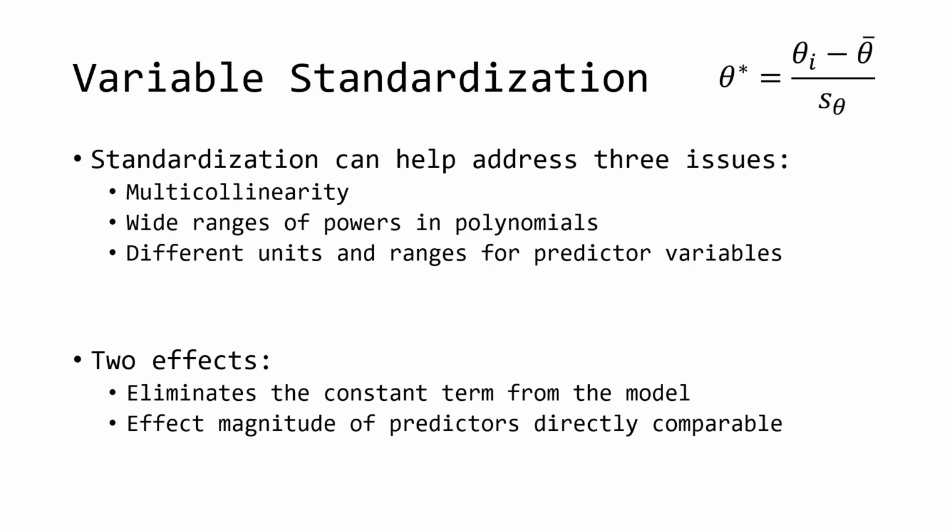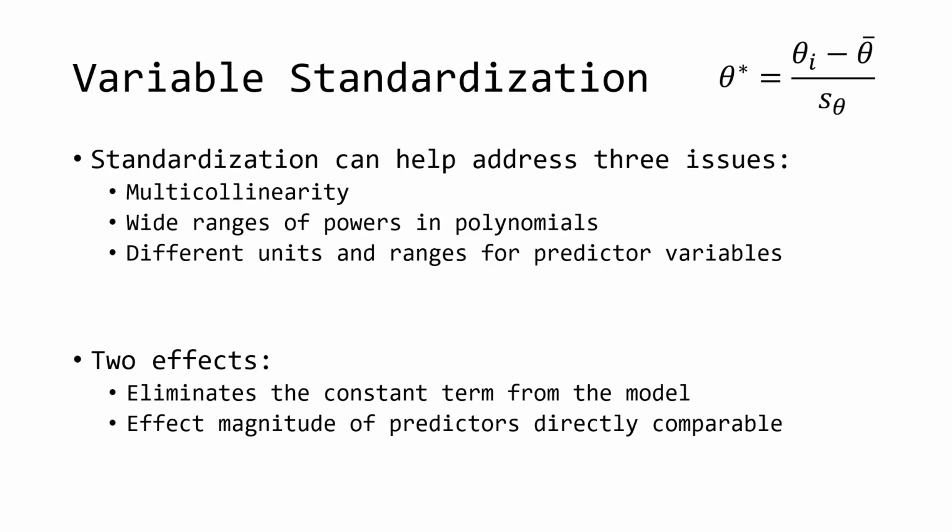This puts the predictors and response variable all on the same scale, centered at 0. This also reduces the magnitude of polynomial terms, which can grow in orders of magnitude with higher exponents. Standardization should be used on both the response variable and all the predictors.